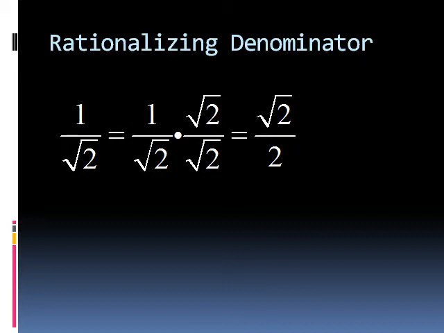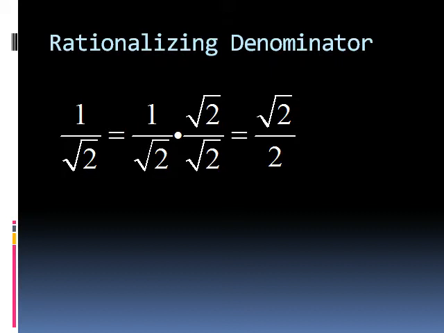And lastly, I want to talk about rationalizing denominators. It is very confusing if you put the roots in the bottom of the equations. So you usually want them in the top, or the numerator in this case. So how would you do that?